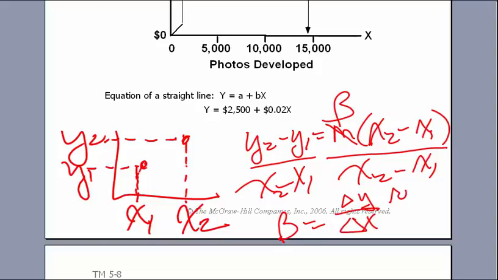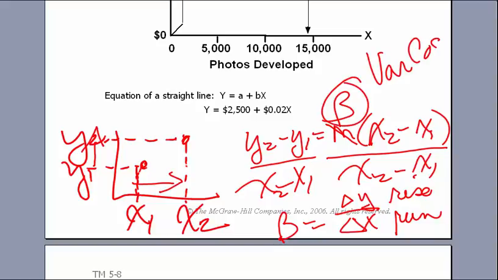So you learn that as rise over run. And that slope becomes the variable cost per unit. So beta x would be, if x is the total number of units that you're going to sell, then beta x would be your total variable cost.